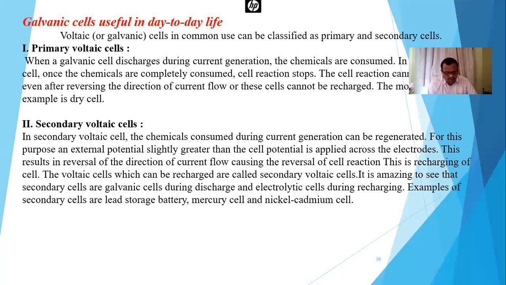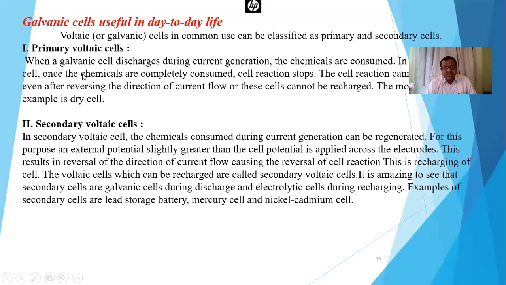Now let us go on to the different types of cells which are useful in our day-to-day life. The galvanic cells used in our day-to-day life are classified into two main classes, that is primary voltaic cell and secondary voltaic cell.